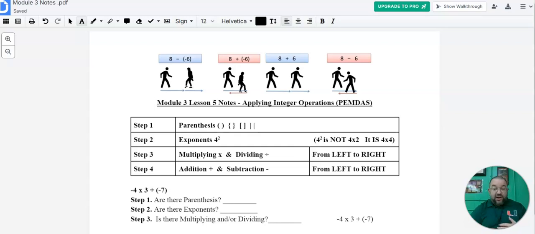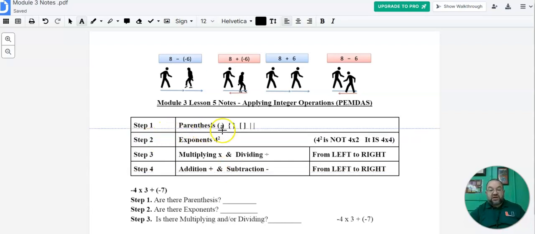So we all remember PEMDAS, right? We could think of PEMDAS in our heads as please excuse my dear Aunt Sally, or parentheses, exponents, multiplying and dividing, adding and subtracting, okay? But we're going to take things a little bit differently because we got a couple of extra wrinkles we're going to throw in here, all right?